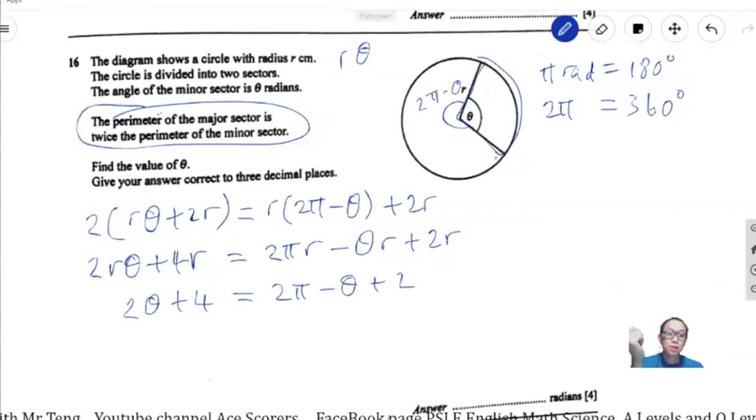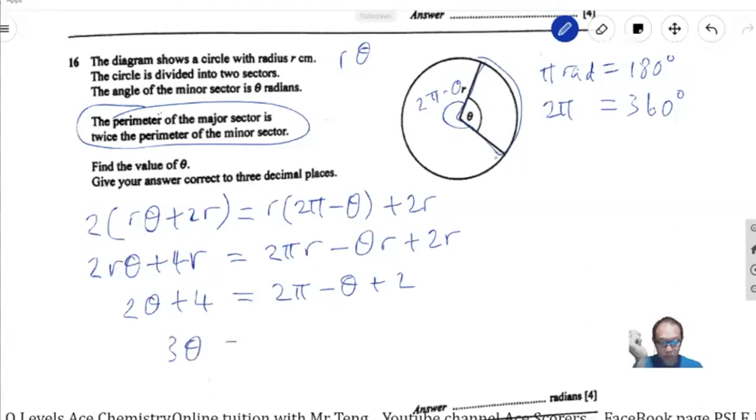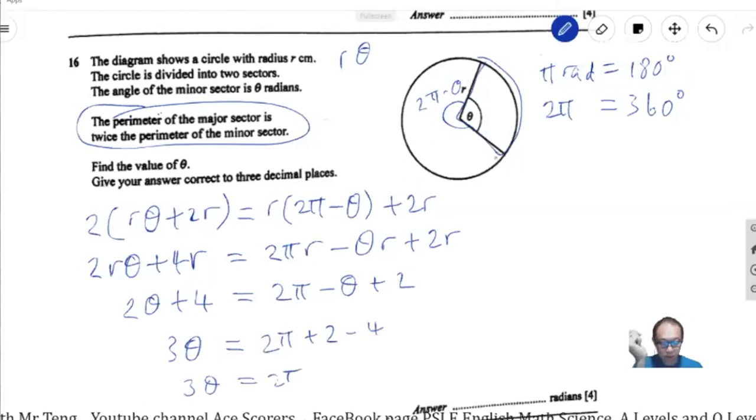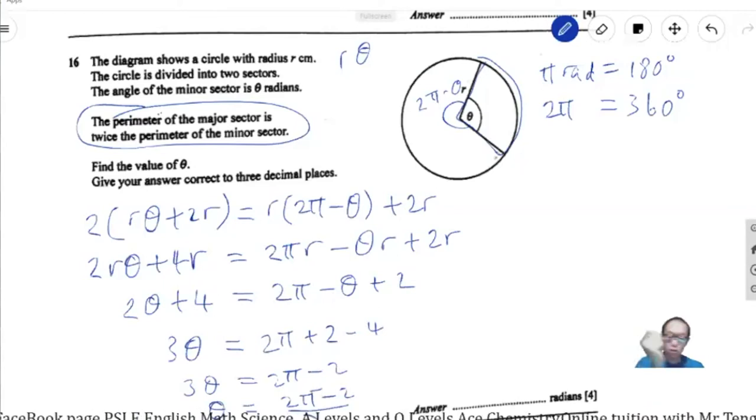See that? It looks much better without the r, so we only have one unknown. Then how about the pi? We can use a calculator pi, or we can just leave it first and see what happens. All I want to do is shift all the theta to one side, like an algebra letter. So the left side becomes 3 theta equals 2 pi plus 2 minus 4. 3 theta equals 2 pi minus 2, so theta equals (2 pi minus 2) divided by 3. Okay, so what is our calculator pi? 2 times 3.1.